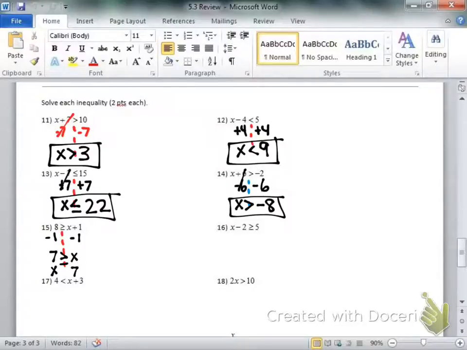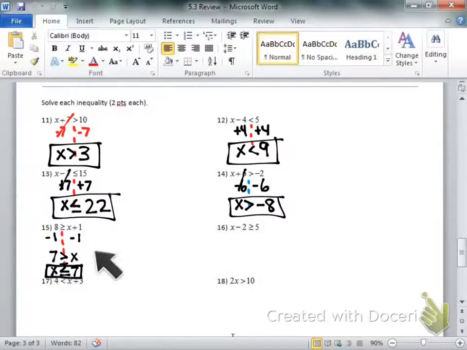Think of it like that hungry alligator. Hungry alligator was eating the 7. What should it be eating now? The 7. You didn't do anything to change the value of x or 7. So if it was eating the 7, it should still be eating the 7. Okay, the 7 was the bigger number. It's still the bigger number. Questions?